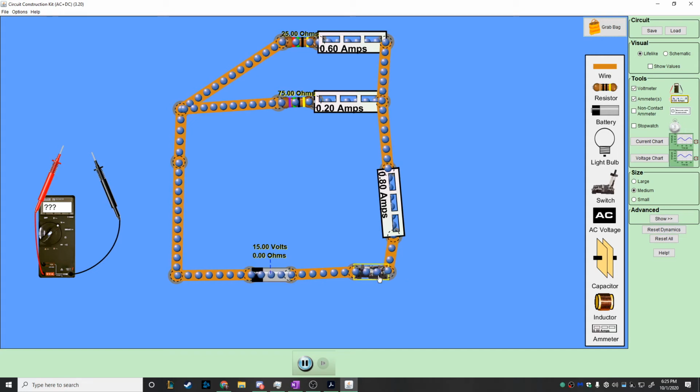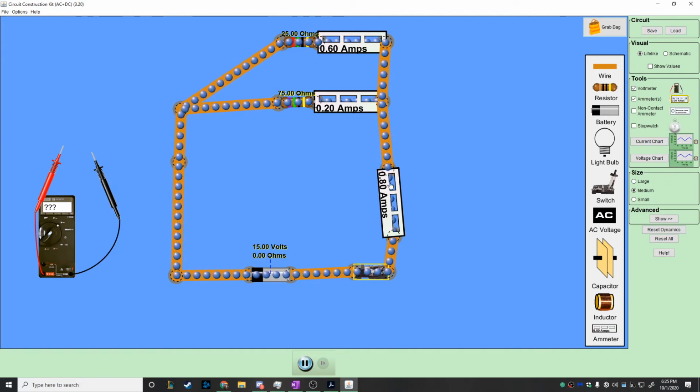So if we connect our circuit, we get exactly that. We get 0.8 amps right here, 0.6 amps up here, and 0.2 amps down here. The current's flowing in here. Technically, the current's flowing to the left, right? But it's showing us electron flow here, I believe.